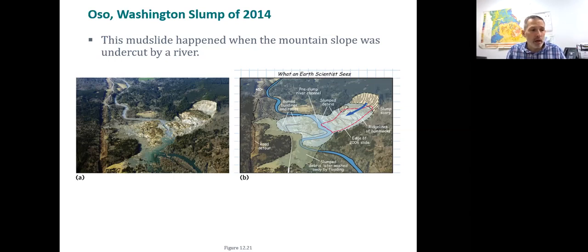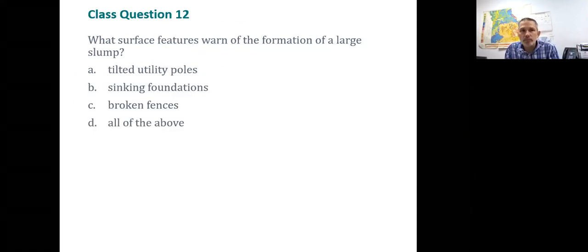It built up. The water decreased the resisting forces and added to the driving forces, added some weight, and as a result, this large mass wasting event took place. And unfortunately, the town of Oso had some residents in there, and they were buried by this huge pile of sediment.